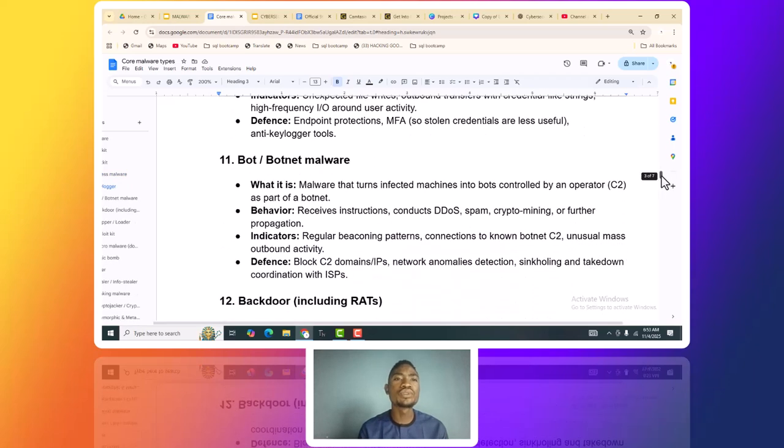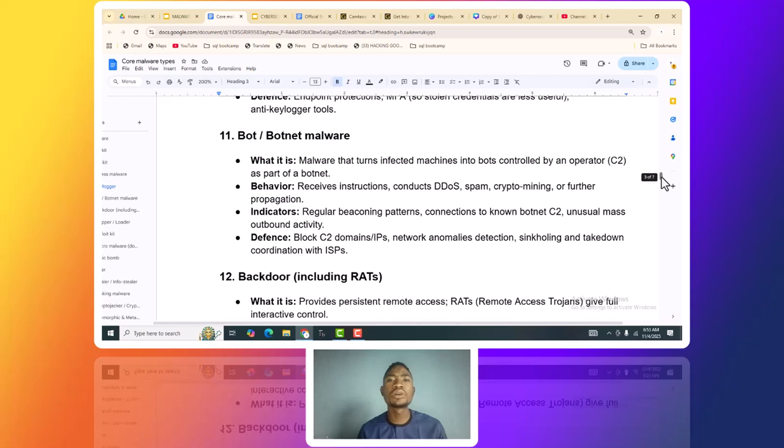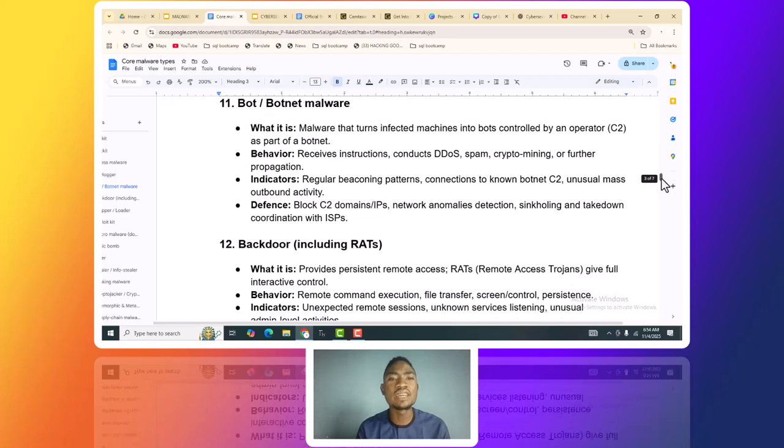Another one is bot or botnet malware. A bot turns an infected machine into a bot and controls it by an operator as part of the botnet. It receives instructions, conducts DDoS attacks, causes spam, and sometimes even crypto mining, as well as mass outbound activity. This mostly causes network anomalies and network challenges. One of the things we need to do is sinkholing and takedown coordination with the ISP, which is the Internet Service Provider.